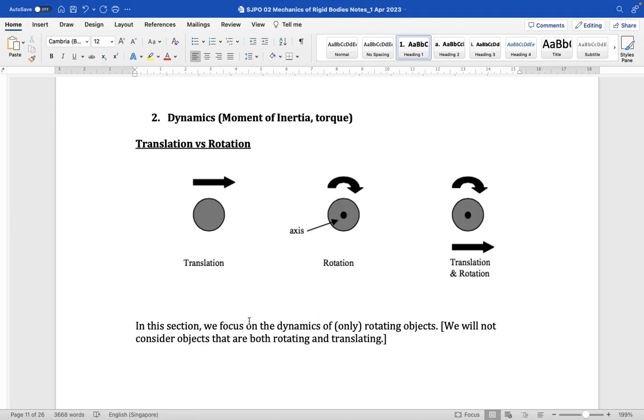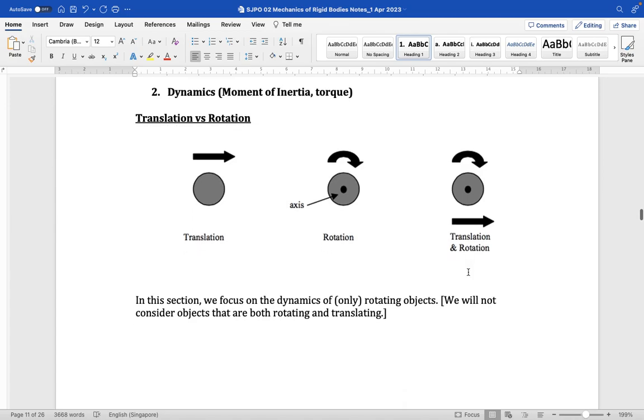Now let us look at dynamics, which is another way of saying the forces acting on these rotating objects. But before that, we want to remind ourselves that there is translational motion, which is what we learned in our previous lessons. There is rotational motion about a certain axis, and you can also have translation and rotation together as well. But we are really looking at rotation in this session.